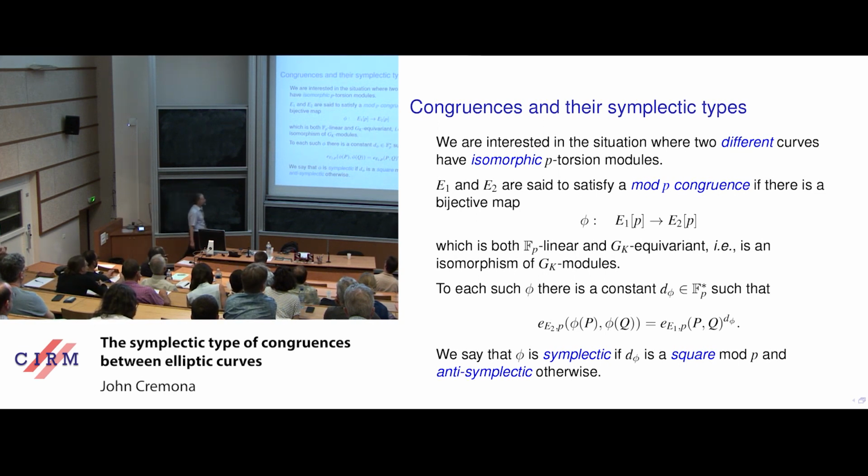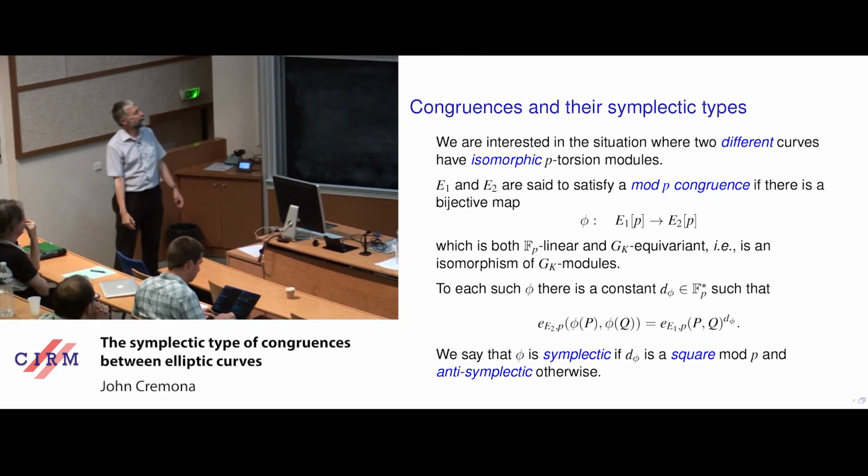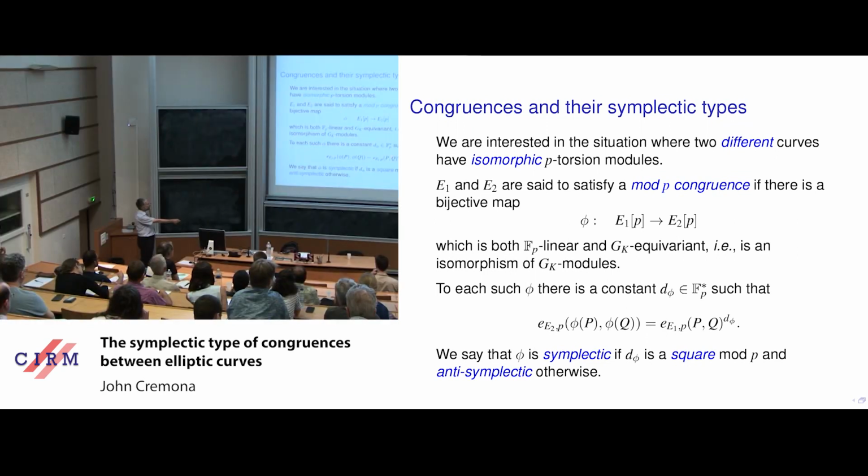A little bit more precisely, if you take two points of order p on E1, and we apply the linear map, we get points on E2, and we can evaluate the Weil pairing there. Well, that will be another non-singular alternating pairing on E2, and so it must be a power of the Weil pairing on E1. So it's the Weil pairing on E1 raised to some power. This exponent d_phi only depends on the map phi, not on the points P and Q.